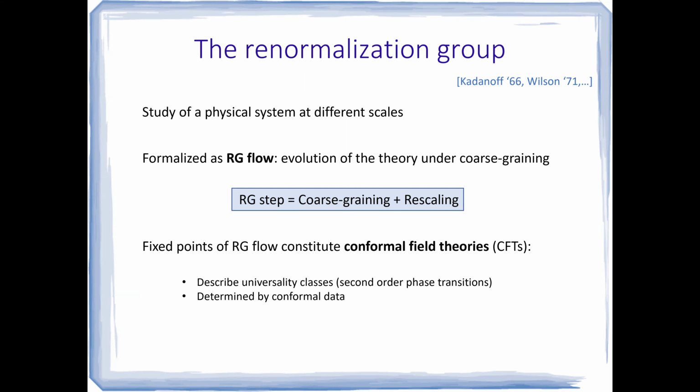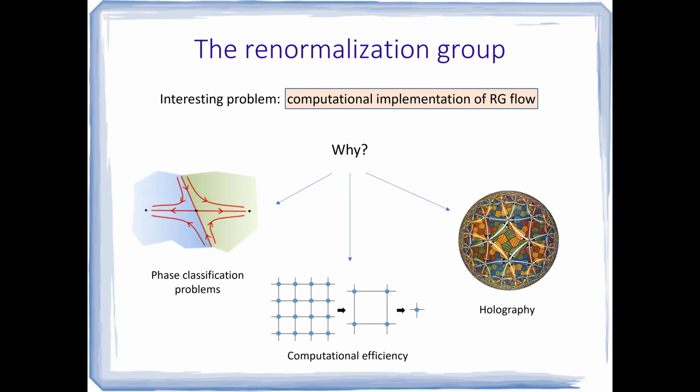And per se, because of their amount of symmetry, these conformal theories are easier to solve than general quantum field theories. In fact, the conformal field theory is determined by a set of numbers, which are called the conformal data. So, in particular, the implementation of RG flow finds the CFTs. The computational implementation of this, that is, given a system.